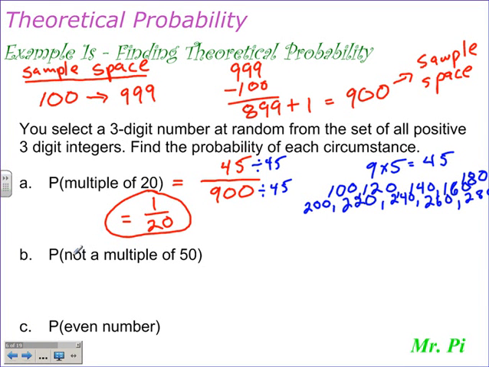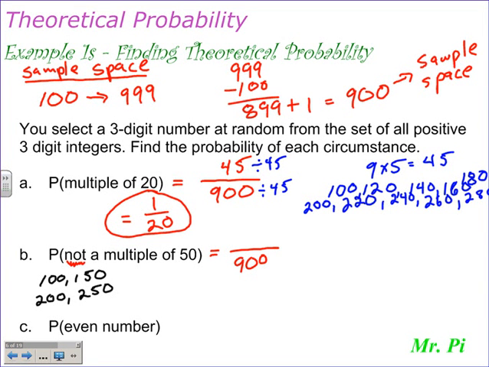The probability of not a multiple of 50. Keyword here is not a multiple of 50. We don't want a multiple of 50. So first it's going to be easiest, I think, to find the probability or the number of multiples of 50s and then subtract. Multiples of 50, like we did with the multiples of 20, we can first have 100 and 150, 200, 250.